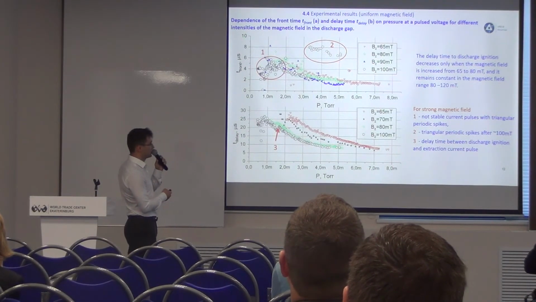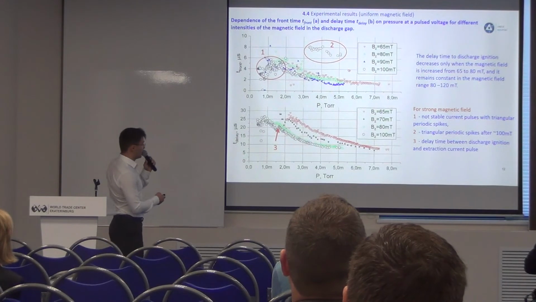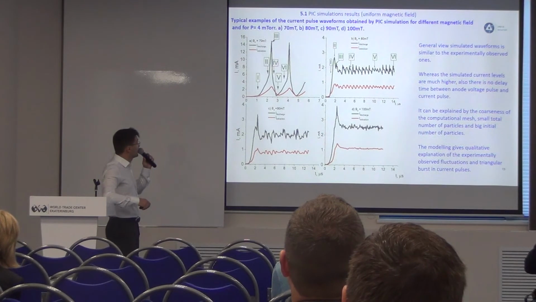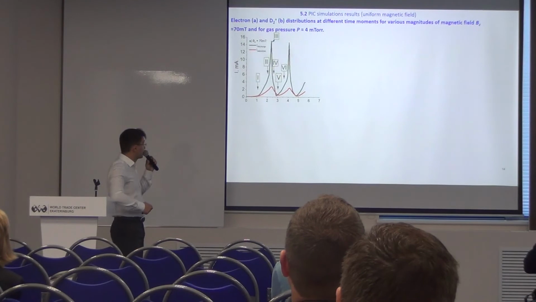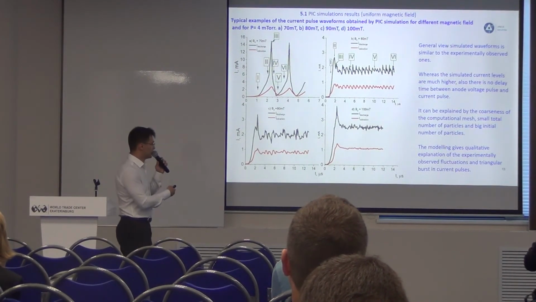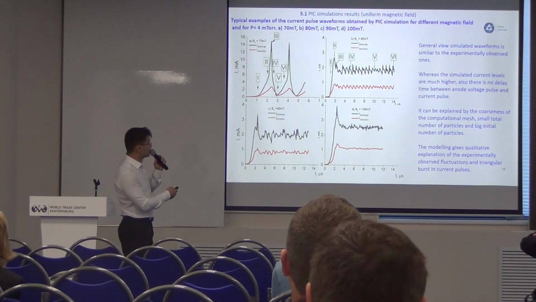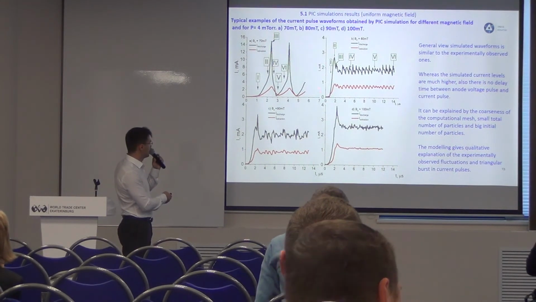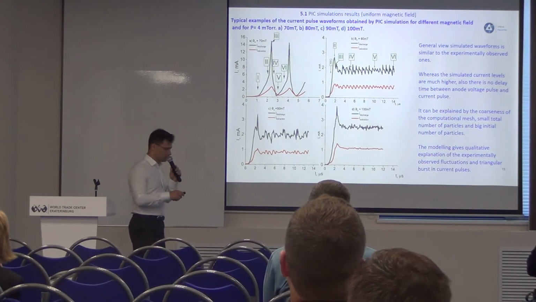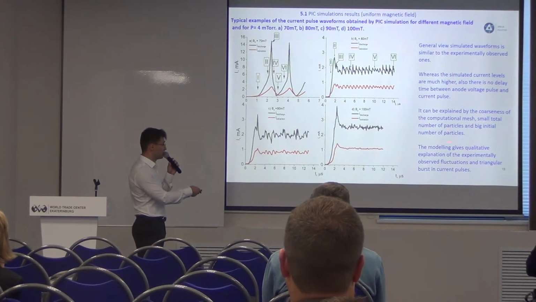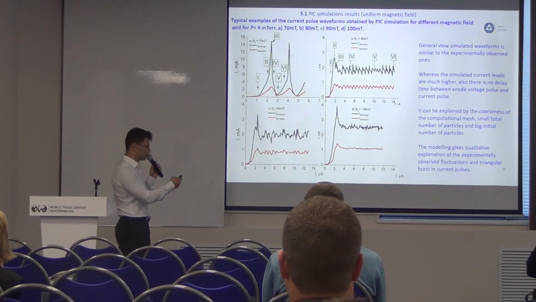There we have our triangle periodic spikes. Okay. And time delay. I briefly show you particle-in-cell simulation results. How we can see these graphs obtained by particle-in-cell? It's a good general view of this. It's very similar to our experimental results, but we have some differences. First of all, it's too high amplitude and without time delay. We were confronted with our computation mesh, a small total number of particles and big initial particles.